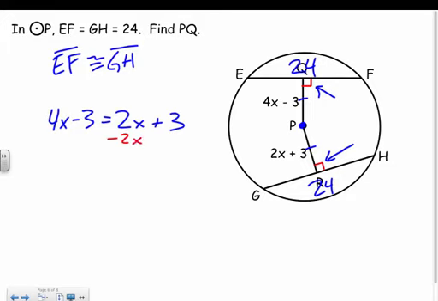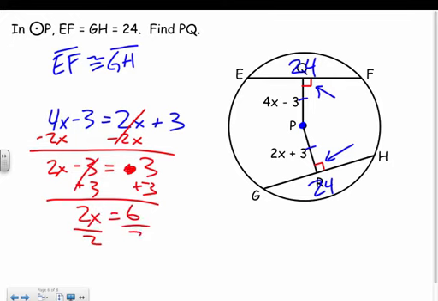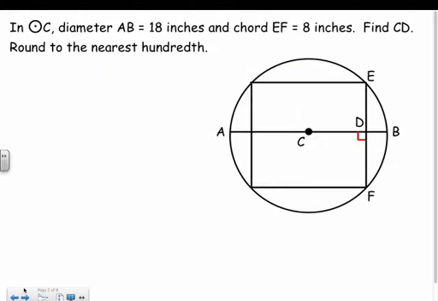So we get our x's to one side, and we're left with 2x. Bring down the minus 3 equals, plus 3. And then we add 3 over, add 3. So it looks like we got 2x equals 6. And divide by 2. And x equals 3. So I didn't even really need that information that EF and GH were 24, besides the fact that I needed to know that they were congruent, first of all, in order to say that those segments were equidistant. So x equals 3.